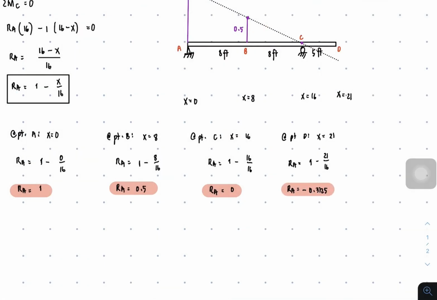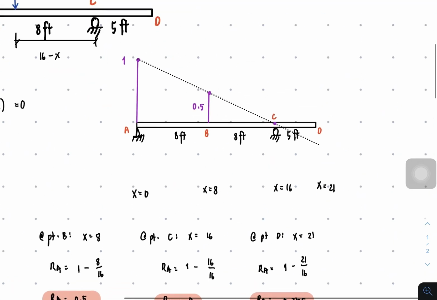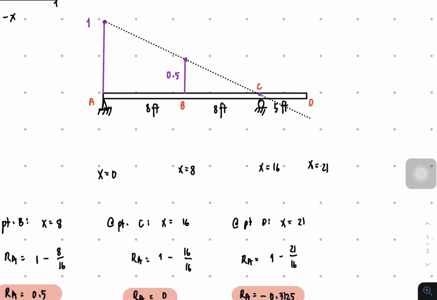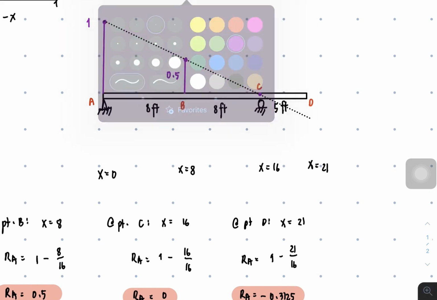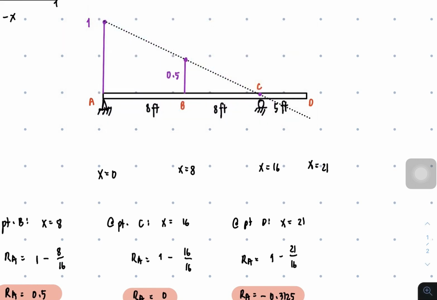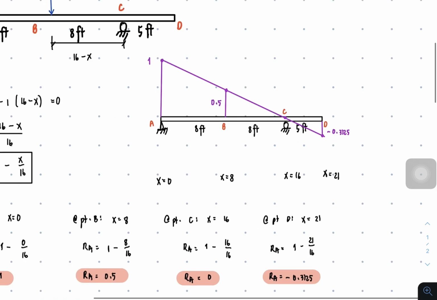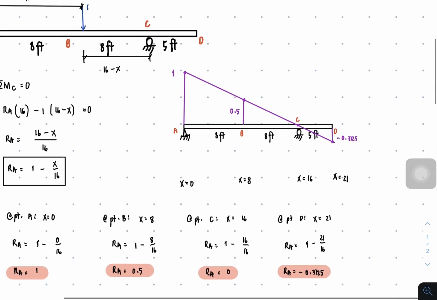So that's negative. And then it's obvious that it's negative because according to our plotted temporary line, it's on the negative side here. So let's just make a vertical line, and this is negative 0.3125. So therefore, this is the influence line of RA.